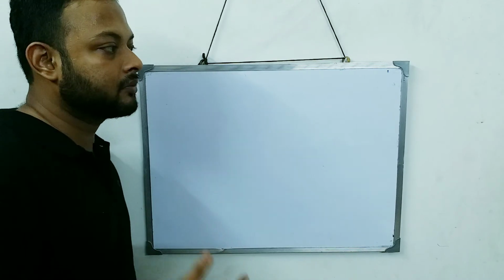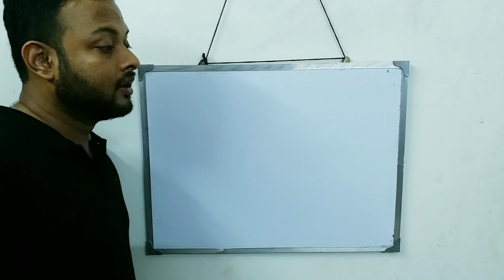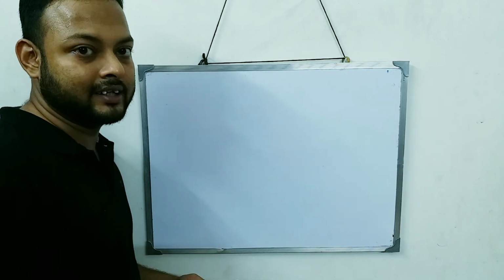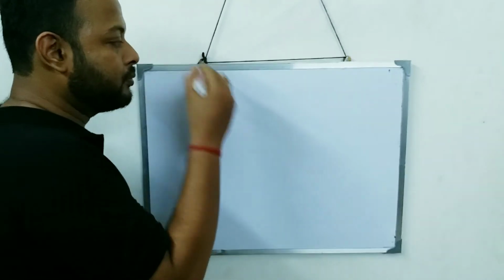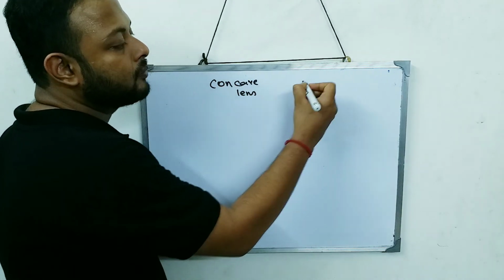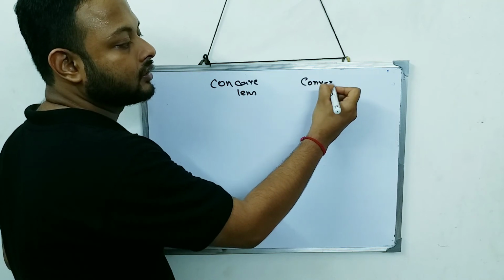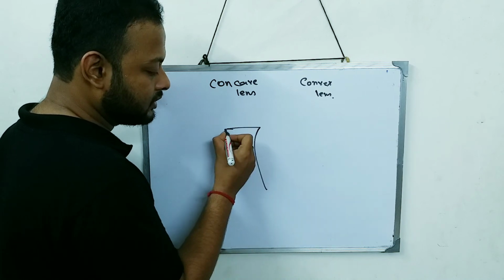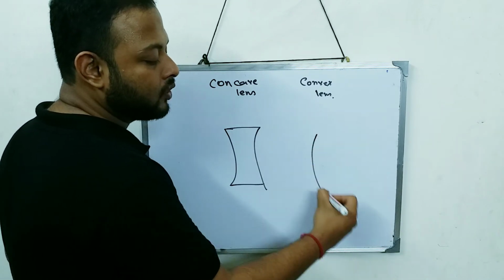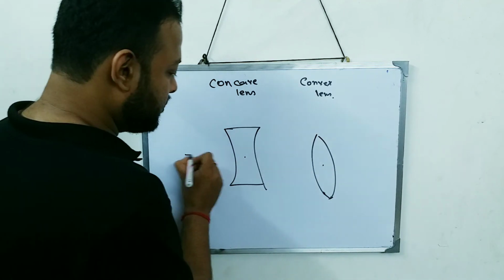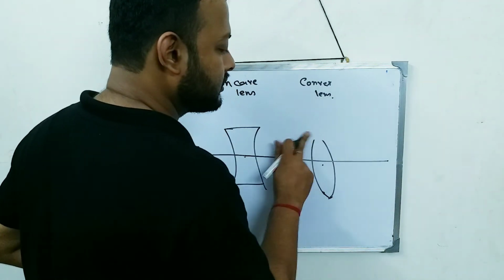Now let's see the last concept of this entire chapter. Suppose we put two lenses one after the other, then what is the resultant power? Like I put a concave lens followed by a convex lens, and this is my principal axis.